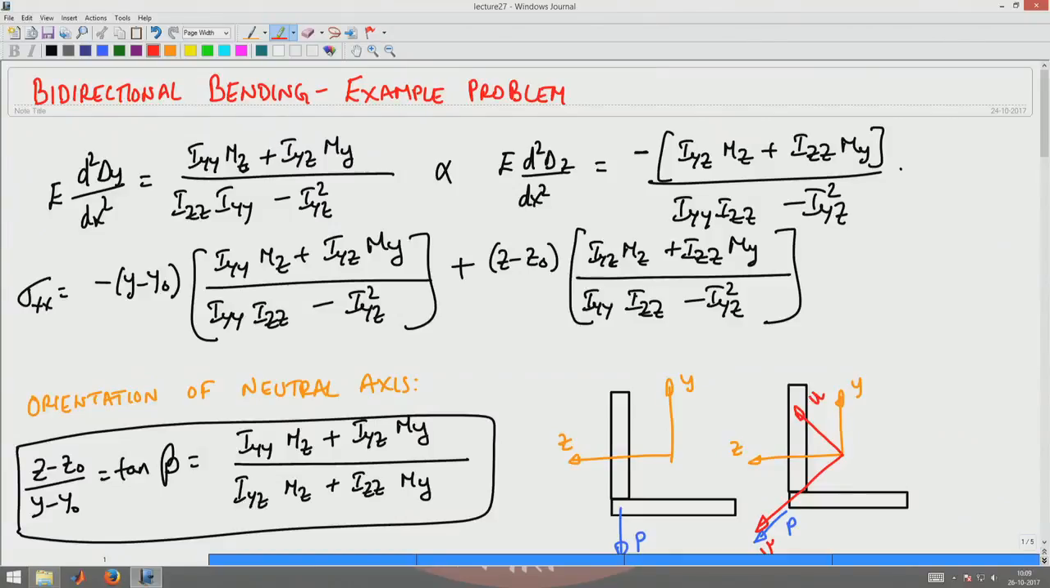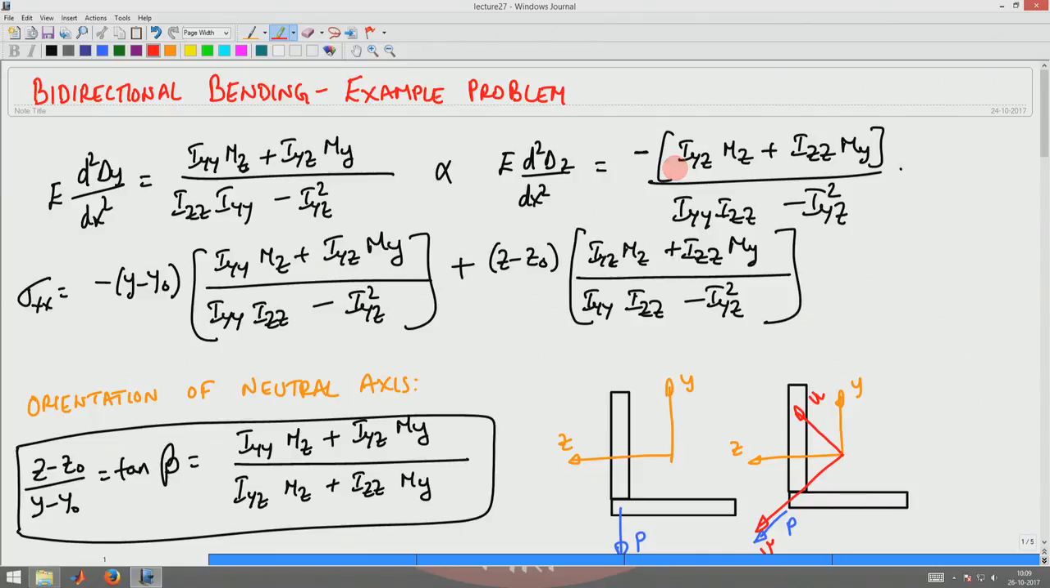Welcome to lecture 27 of Mechanics of Materials. In the last lecture we saw how to derive the general equation for bidirectional bending, that is, when the load is not applied along one of the principal axes of the cross section. We saw how to get the deflections and stresses. In particular, we saw that the expression for stress is given by this expression in here, and the expression for the corresponding deflection along the y and z direction is given in here.